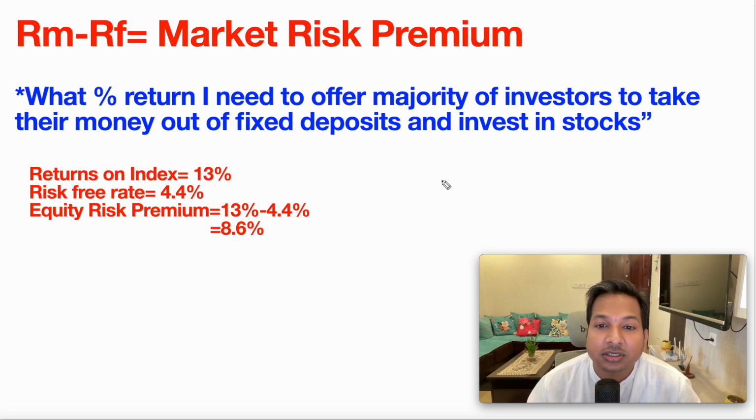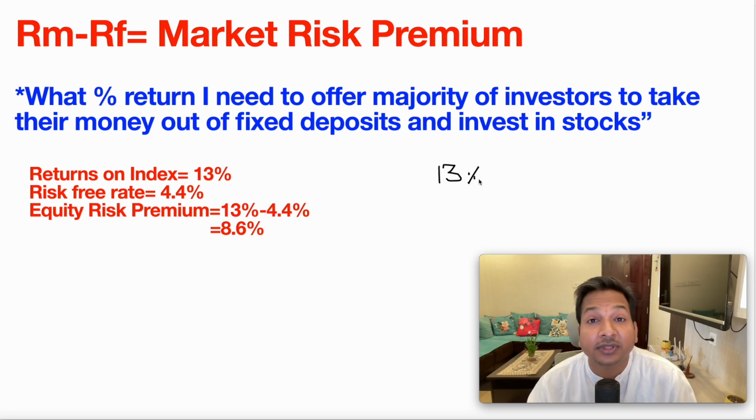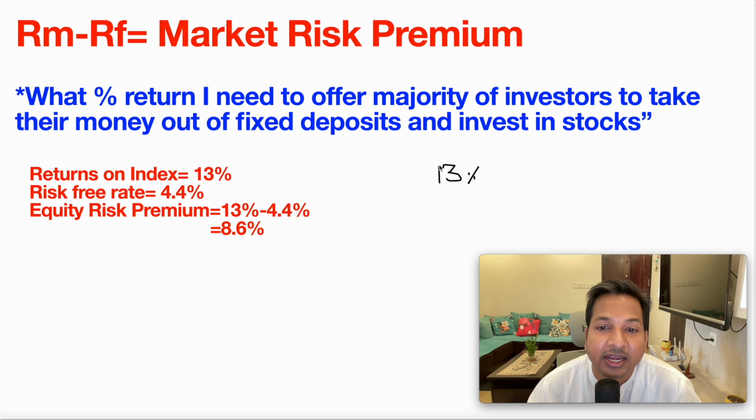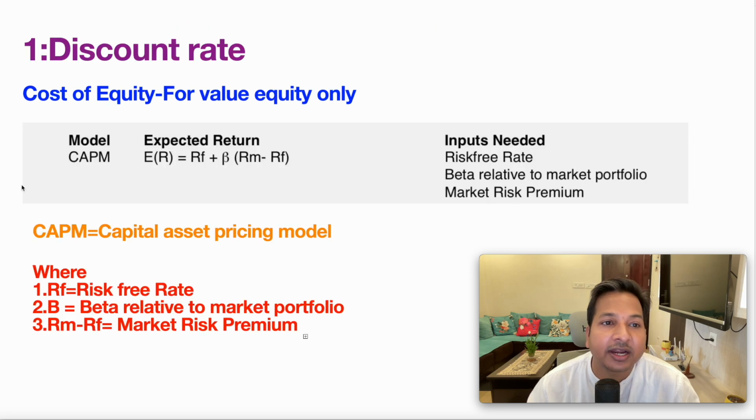Why? Because if I am ready to invest in that stock, at least it should beat the index, because the index itself is giving a CAGR of 13%. That is why the ROE number should be more than 13% for any company, any stock, because when the index itself is giving 13%, your stock should give at least an ROE of 13%. So now we got all three numbers. With these three numbers, you can easily calculate the discount rate, the cost of equity, for any stock.